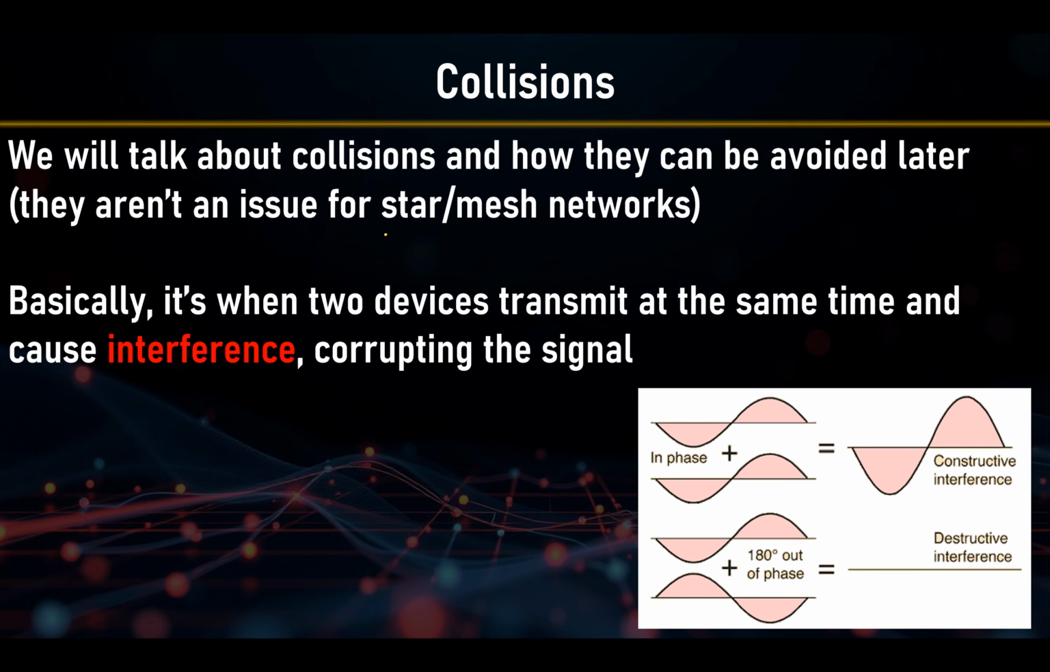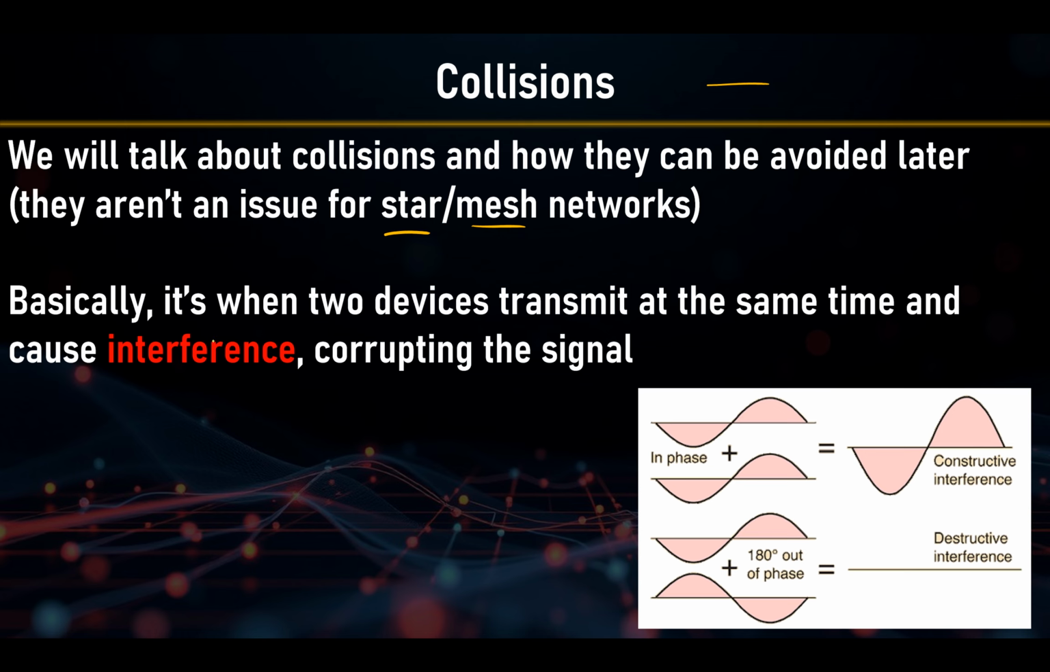The thing to note is that collisions are not going to be an issue for star or mesh networks. They're only for bus. Also, point-to-point is not going to have a collision if it's full duplex. In most cases, it will be full duplex. With half duplex, I guess you can get collisions, because you only have one device sending at a time.